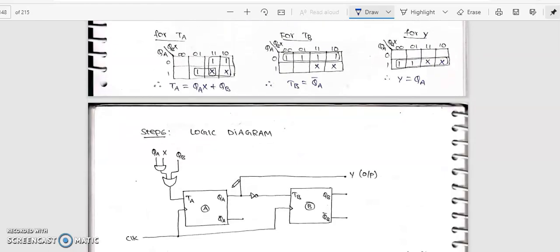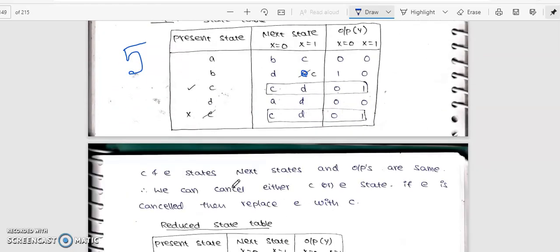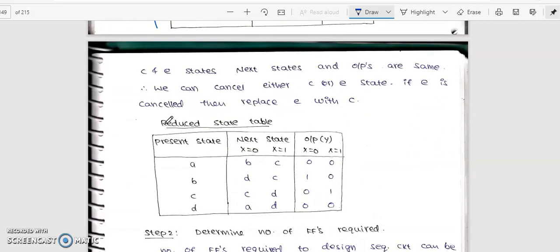But here, with the help of state reduction, if at least one state is reduced, then this 5 becomes 4. The number of states is going to be 4, and it may affect the number of flip-flops. In this case it has affected, but in some cases that is not the thing. If there are initially 7 states and they come down to 5, we cannot reduce the number of flip-flops, but in some cases it is possible.